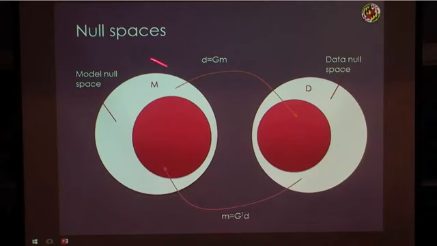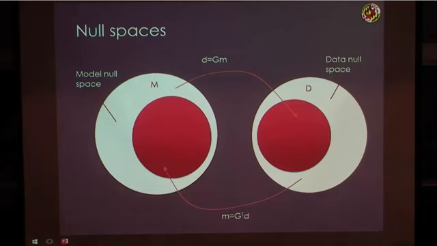And this is something to keep in mind, that even if you have great data and you have great coverage, there's always going to be models that your data is simply insensitive to. So you can always add any amount of those kinds of patterns to your answers and not affect things very much. And it turns out you can map out this data and model null space using what's called singular value decomposition, and we will do that in our practical this afternoon.